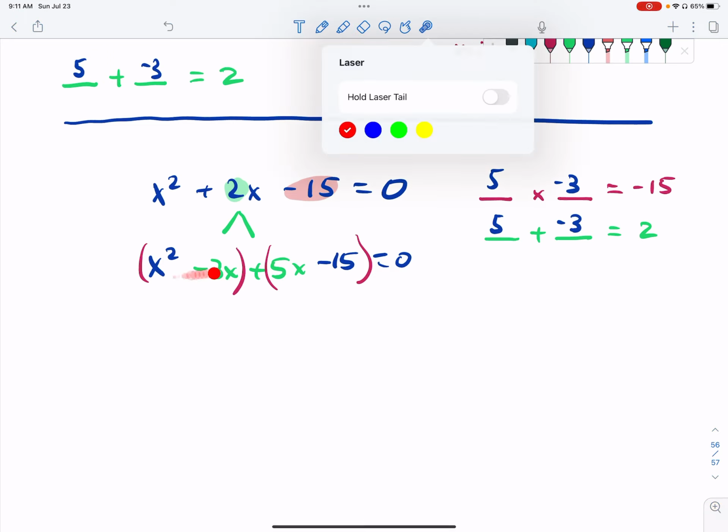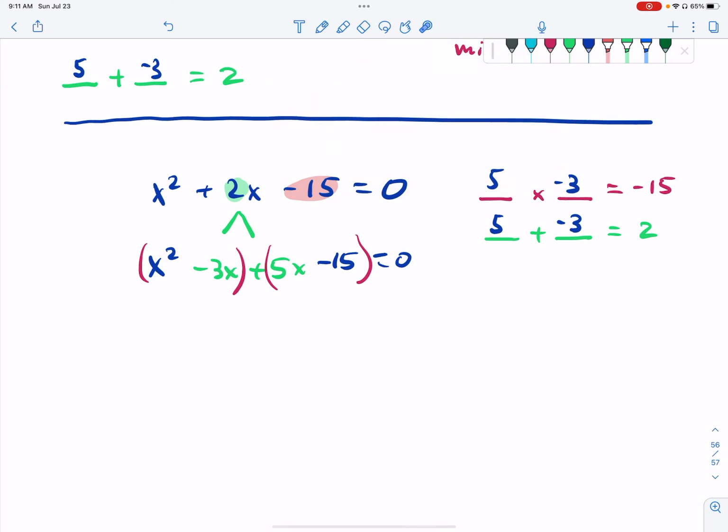Now that I've grouped up the first set and I've grouped up the second set, I have two kind of mini factoring problems, and this is GCF, greatest common factor. Write it off to the side, GCF, greatest common factor. So I look at these two things and I try to find the greatest common factor between an x and a negative 3x. Well, the only thing they have in common is an x. So I'd pull it out.